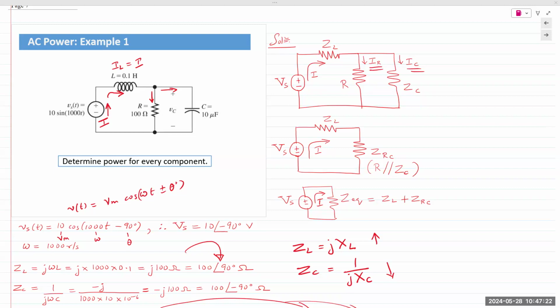So the first half of this problem requires you to do AC analysis, meaning you determine the voltage and the current for the components, and then we can go into the power. And hence I said two-in-one problem. So let's take a minute, go through the initial part of the solution, and then we'll proceed.